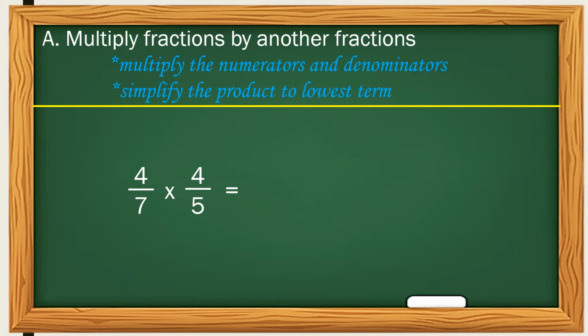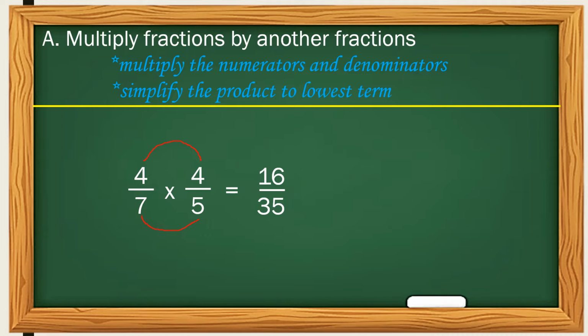So, gawin natin yung first step. Let us multiply the numerator. 4 times 4, and of course, multiply din natin yung denominator na 7 times 5. So, the product is 16 over 35. Okay? So, next step is we're going to simplify the product to lowest term.